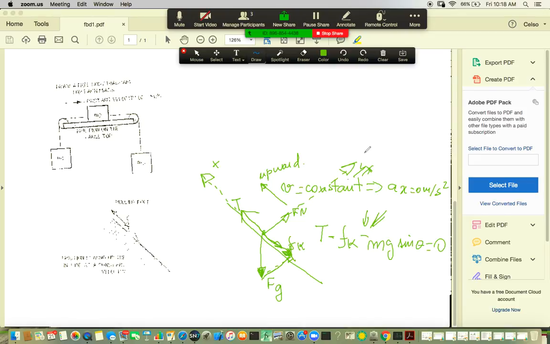Is that okay? I have a question? Yes, Amanda, go. In the other problems, I understand, but in this one, why is it sine? Why are we using sine for tension minus kinetic friction minus mg sine theta? Yes. Let me erase all of this.